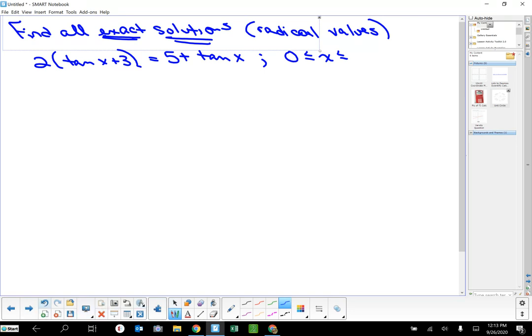I need an undo button. We're not undoing. Oh, good Lord. I hate when it does that. Tangent x, where 0 is less than or equal to x is less than 2 pi.